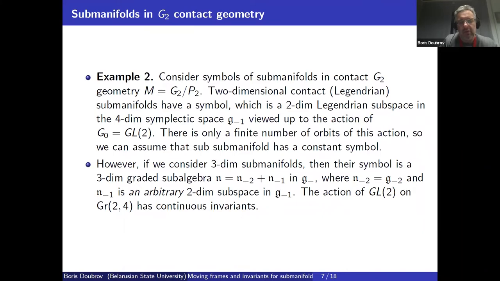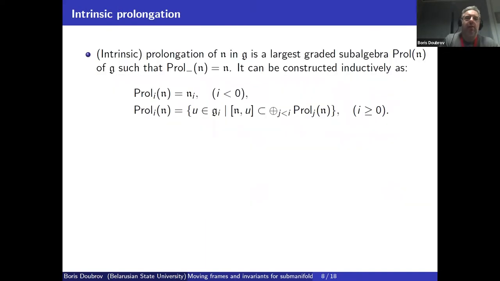So I repeat again that for submanifolds of higher dimensions, having a constant symbol becomes a restrictive condition. But anyway, from now on, I assume the constant symbol assumption holds, like an ansatz. Then we have the same notion of prolongation, and I told you that the prolongation of n, so n is our symbol, works independently of the dimension of the manifold. It's just the largest subalgebra of G such that its negative part coincides with n itself. It may be constructed inductively, similar to Tanaka prolongation, but as it is something different, where we look for subalgebras in G, we call it intrinsic prolongation.